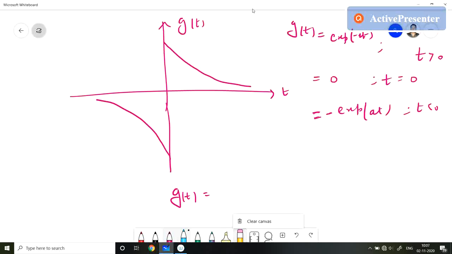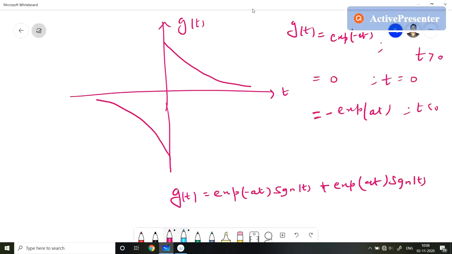So we can write it as exponential minus at signum t when we have t greater than 0, and we can also write it as exponential at into signum t when we have t less than 0. So it is written as basically exponential minus at. Better to write in this way.